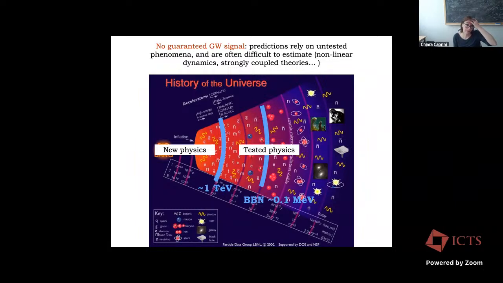Furthermore, these signals are often difficult to estimate because they rely on new physics. So you need to build a model of something that you actually don't know much about. And often you are dealing with nonlinear dynamics, with strongly coupled theories, so the predictions must rely on modeling assumptions.